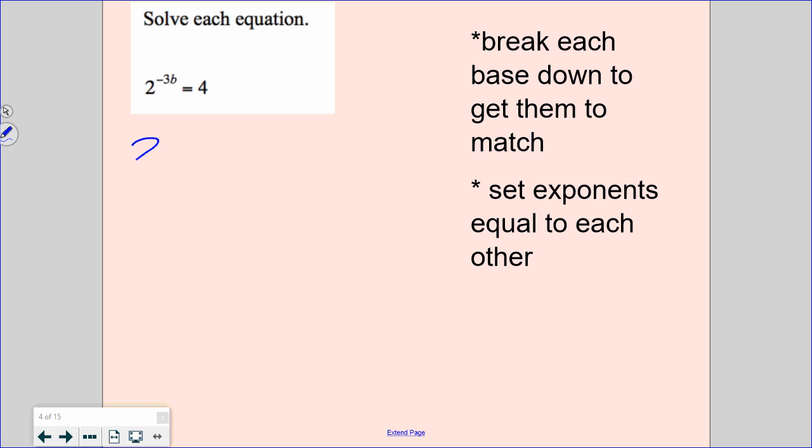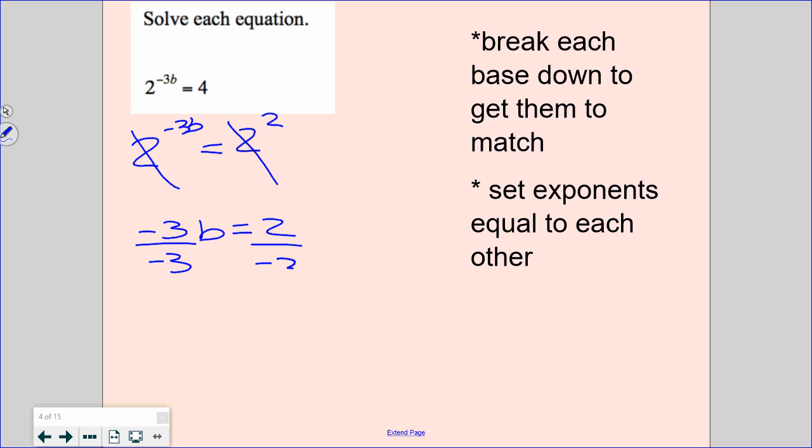2 squared. So then I have 2 to the negative 3b equals 2 squared. Now they have the same base, so we drop the base. We have negative 3b equals 2. Divide by negative 3, and where does our negative go? At the top. b equals negative 2/3.